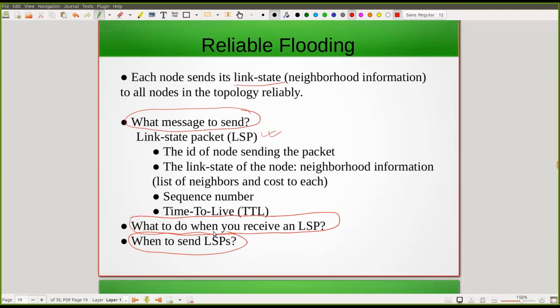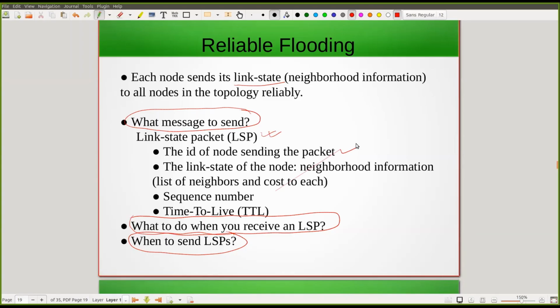Let's look one by one. What is the content of a link state packet? First of all, the node ID. Each and every node must attach its node ID while sending a packet, so that others will know from which node they have received this particular packet or link state information.